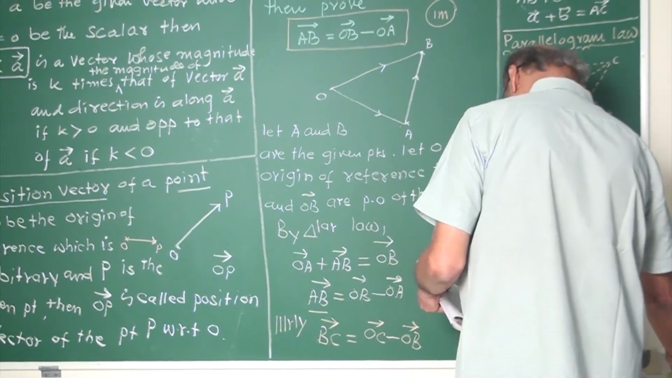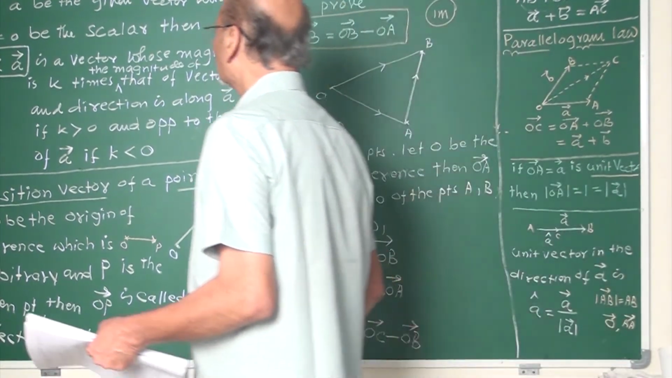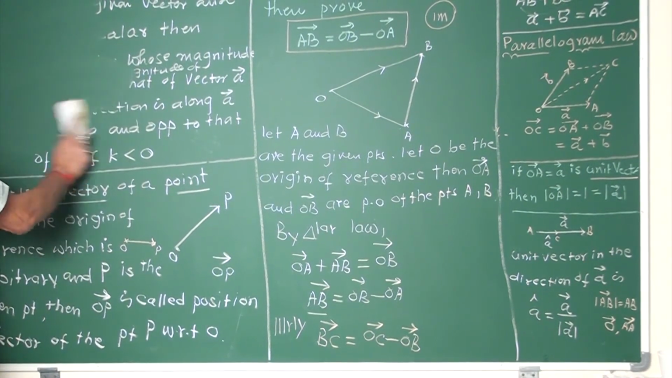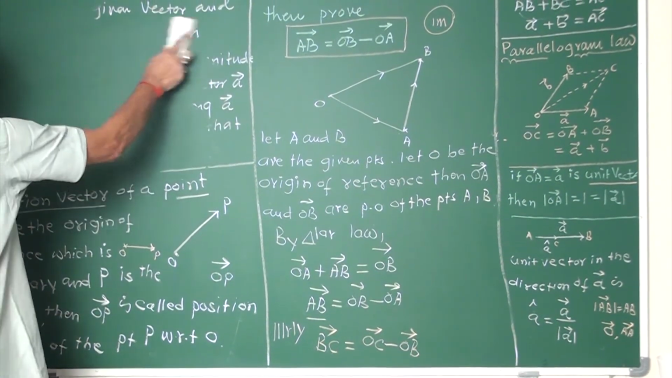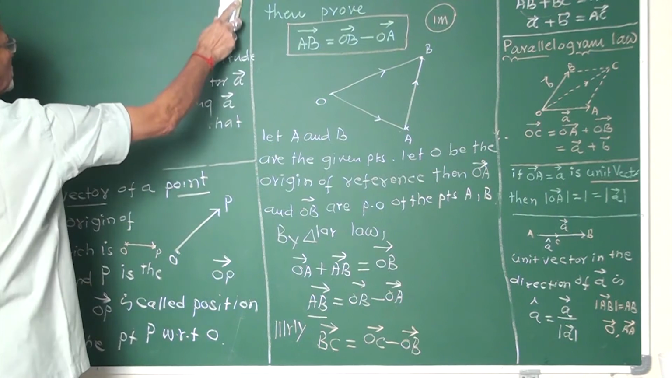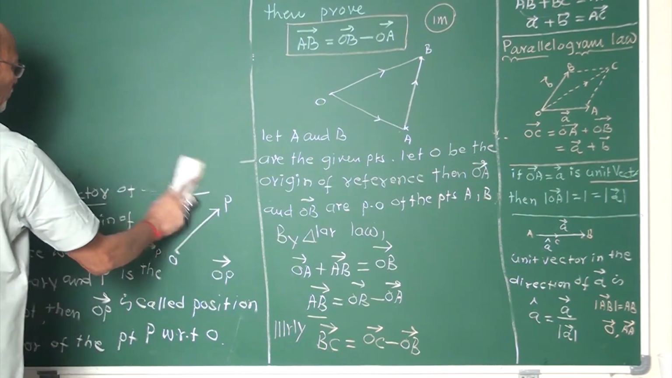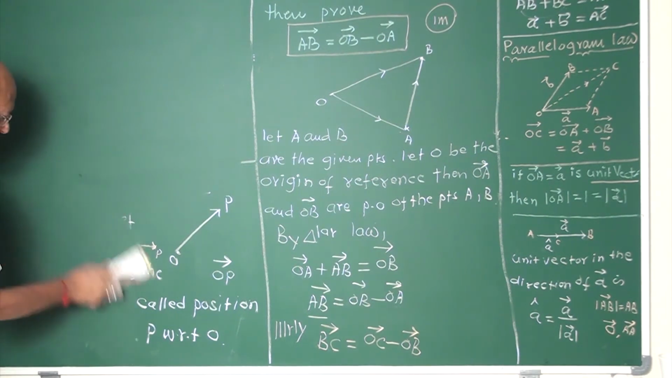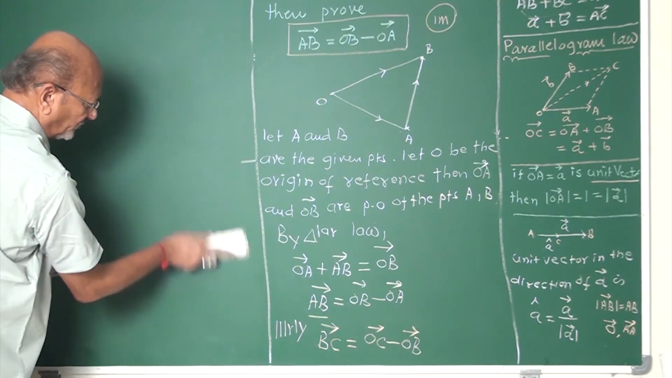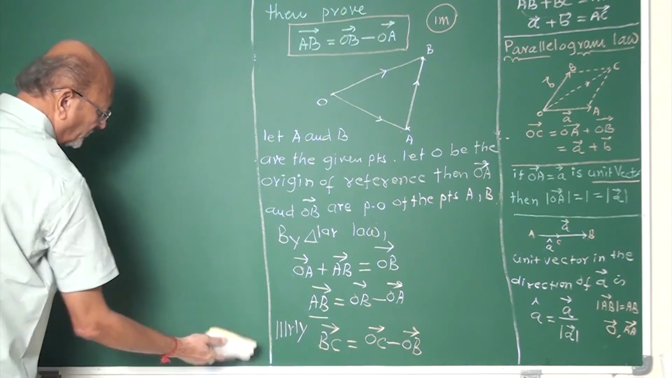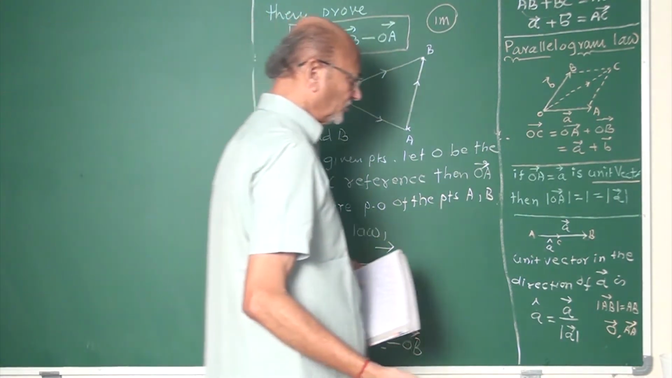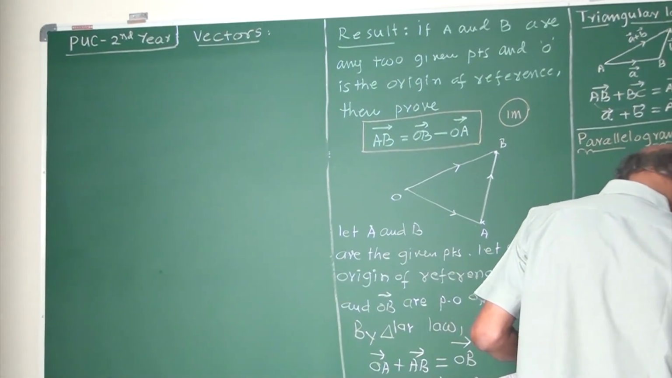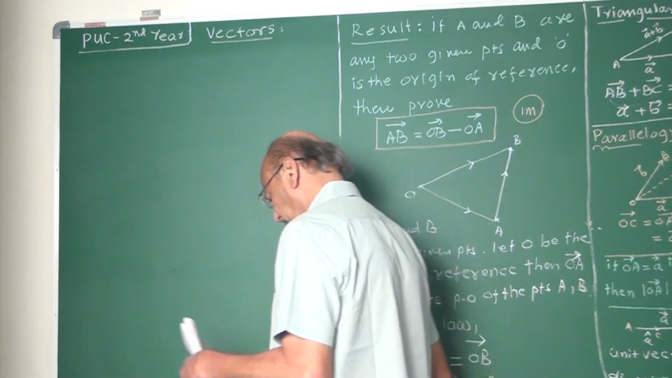Then, connected with this, I will do one example. You know scalar multiplication: you just multiply with that number, k into a, and this is the position vector. Then it is the result. Next, one example connected with this.